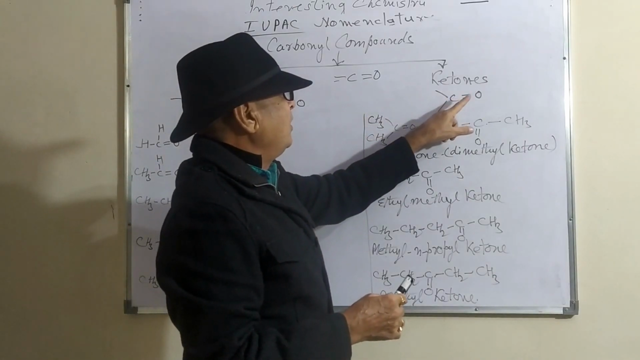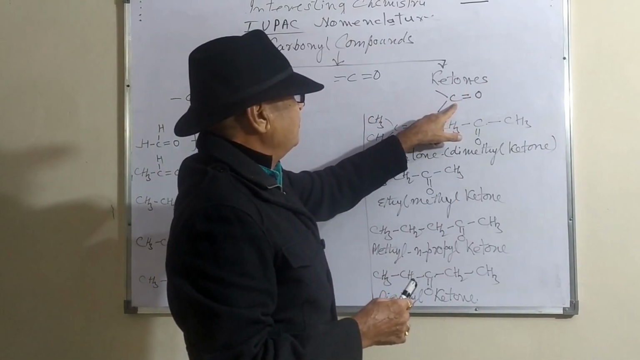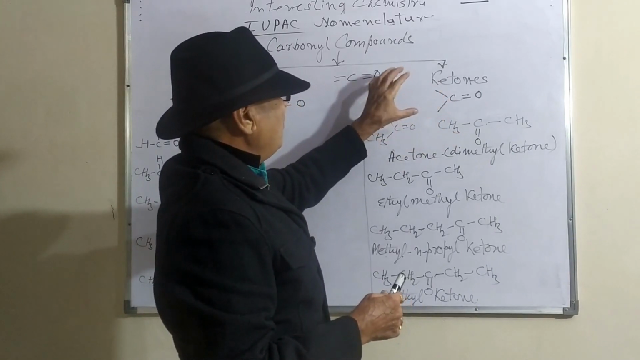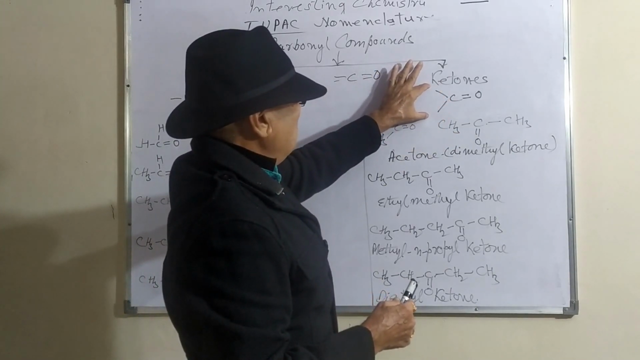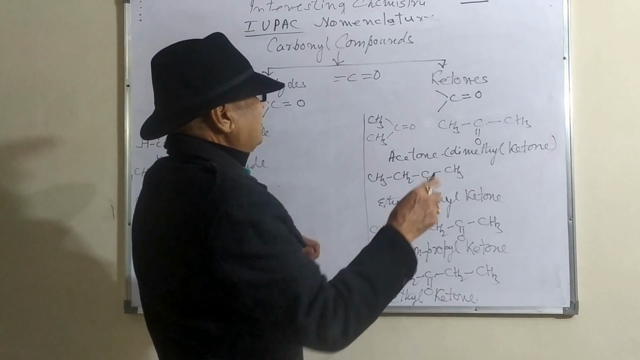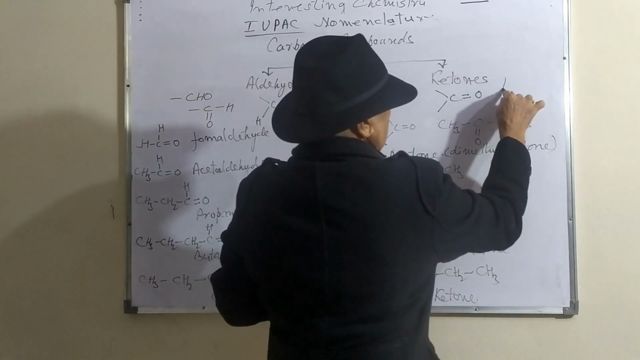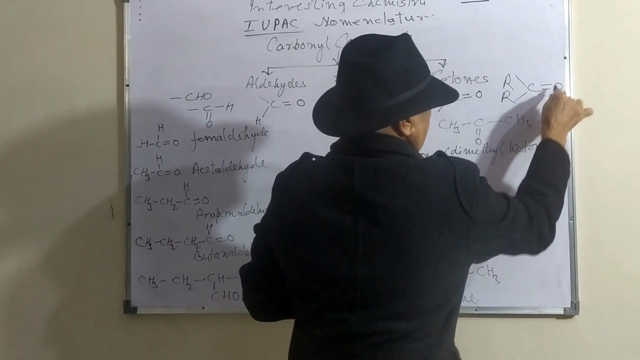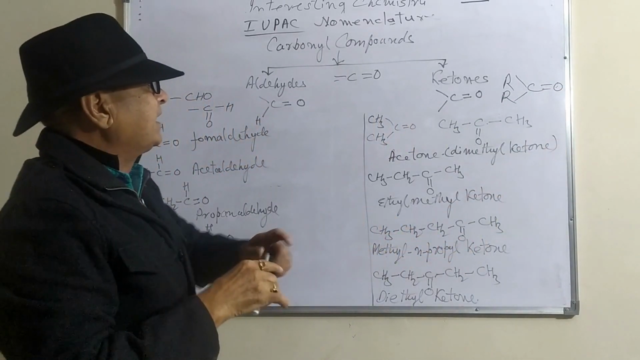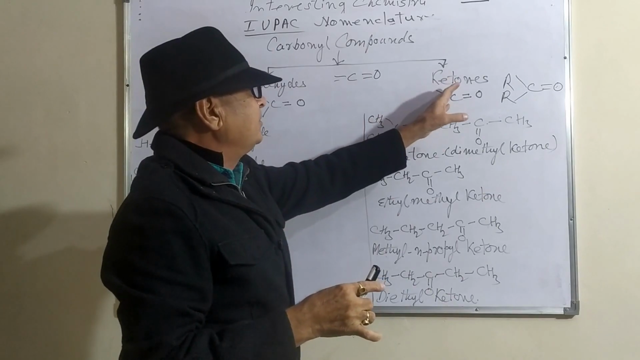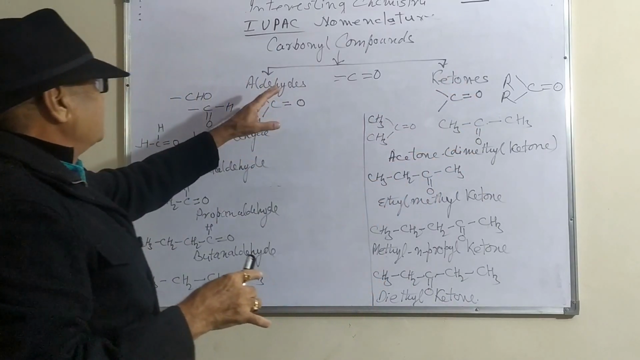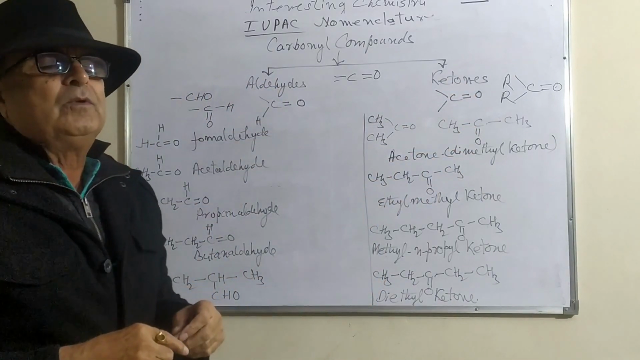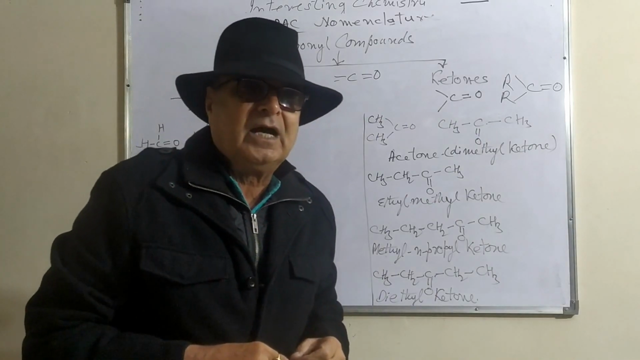When the carbon of the C=O group has two alkyl groups, they can be written in this way, R-CO-R. They are alkyl groups, so these are the ketones. First, I will tell you about the nomenclature of aldehydes.